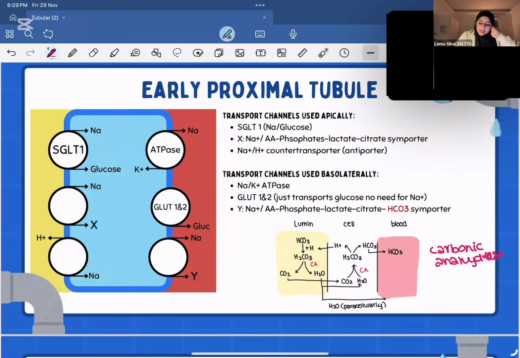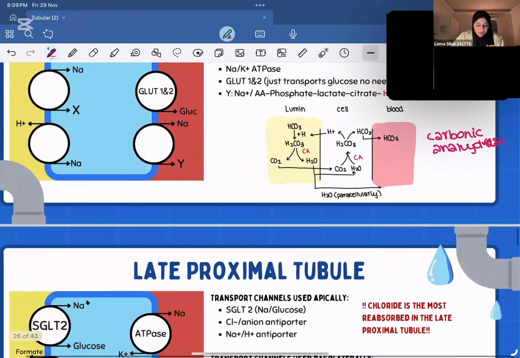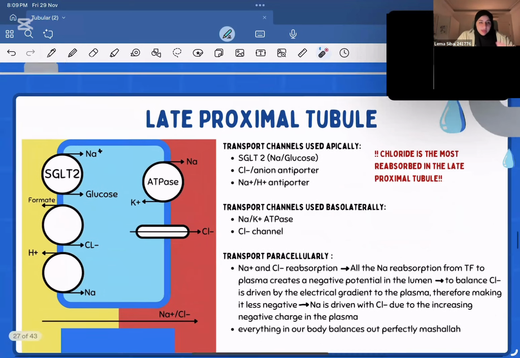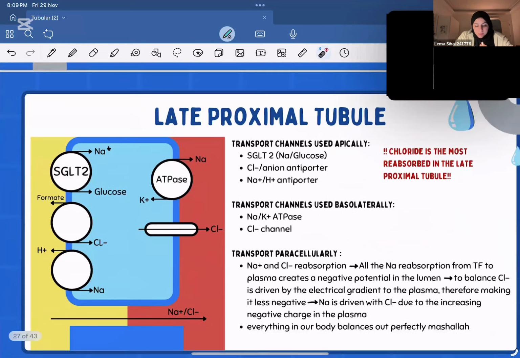All right. Now, this was a lot. Early proximal tubule is kind of a big bulk, but it gets easier. Don't worry. Okay. Now that we talked about the early proximal tubule, we're going to talk about the late proximal tubule, which is just the continuation of the proximal tubule.